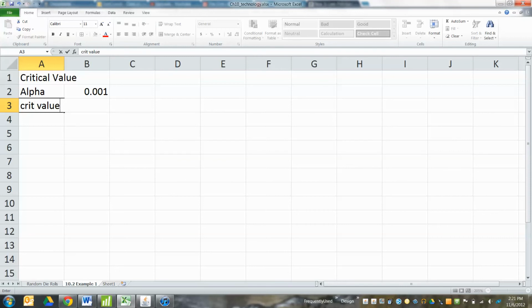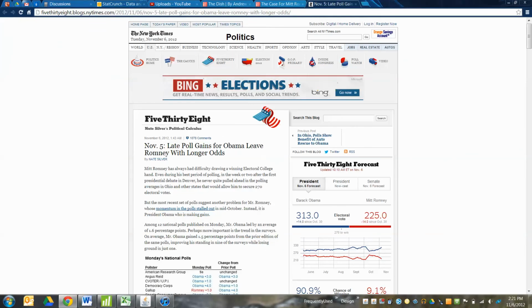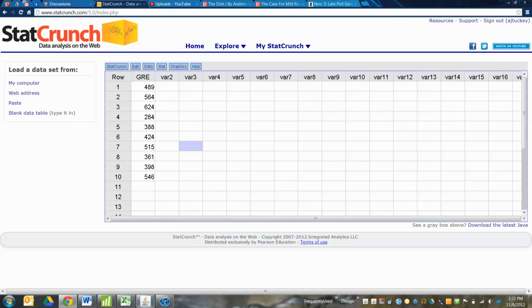Crit value. Okay, so this is equal to norm dot inverse, right? Probability is 0.001, comma 0, comma 1. There we go. Done. So that's how to do it with Excel. If you want StatCrunch to do it instead, because you like StatCrunch, hold on.